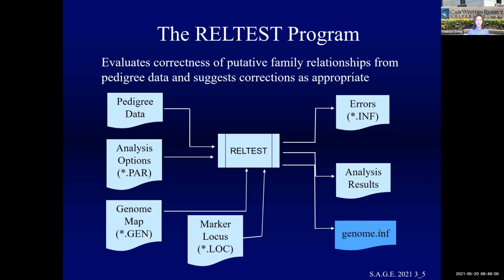One more file that is generated is the genome.inf file, which is another information file that is generated whenever the info file includes the genome map file or the marker locus description file. It is automatically generated. It is called the genome.inf regardless of the program that you are running, and it contains the alleles and genotype frequencies.